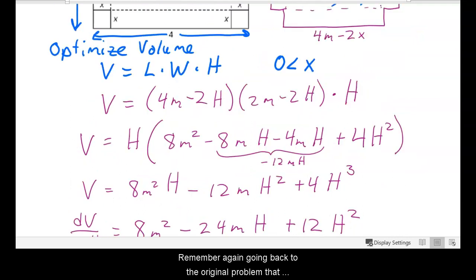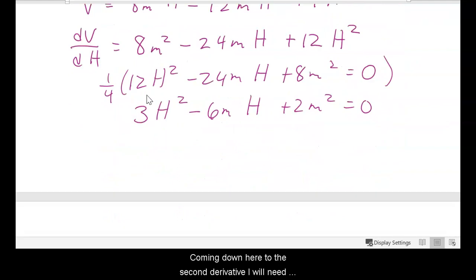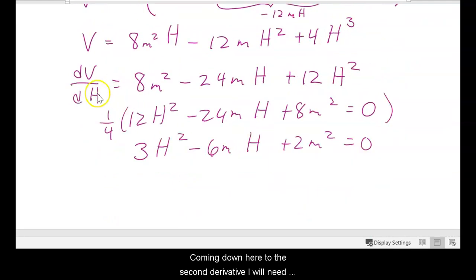Remember again, going back to the original problem, that we are trying to optimize the volume. We're looking for largest volume. So when I plug into the second derivative, I hope to find a negative value, meaning that it is concave down. Coming down here to the second derivative, I will need to get that from the first derivative by taking the derivative again. Pause the video here, find your second derivative, and determine whether it's concave up or concave down using the second derivative test.